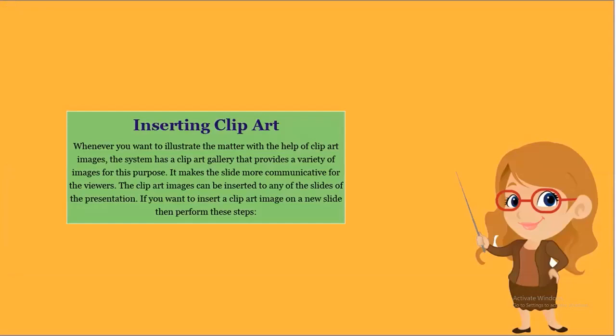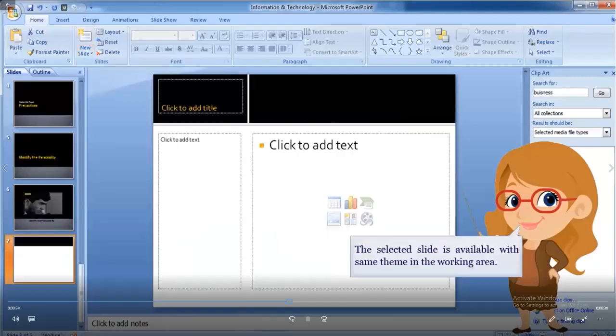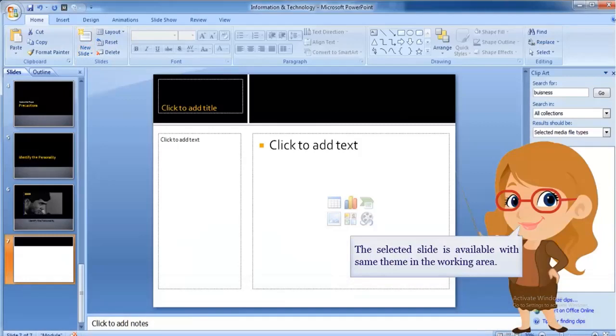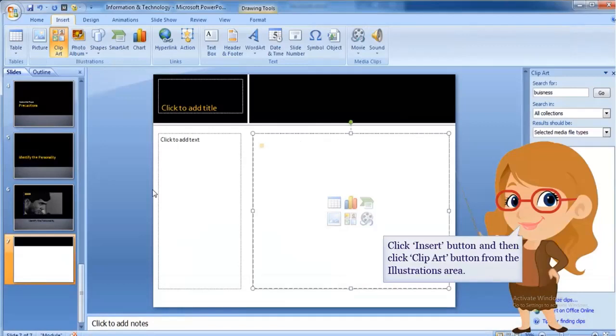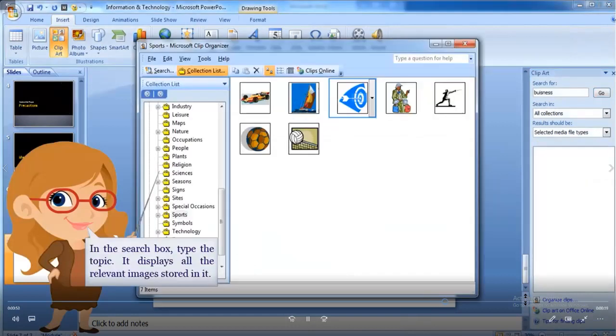If you want to insert a clip art image on a new slide, then perform these steps. Select and click an appropriate slide from the slide layout. The selected slide is available with same theme in the working area. Click Insert button and then click Clip Art button from the Illustrations area. A clip art gallery appears on the right side of the screen. In the search box, type the topic. It displays all the relevant images stored in it.